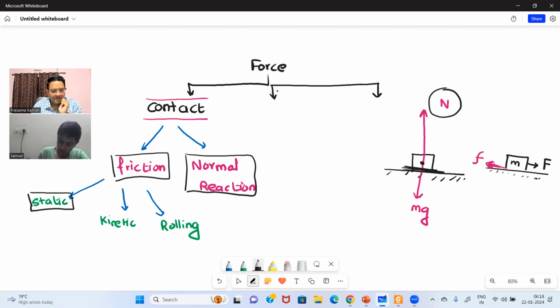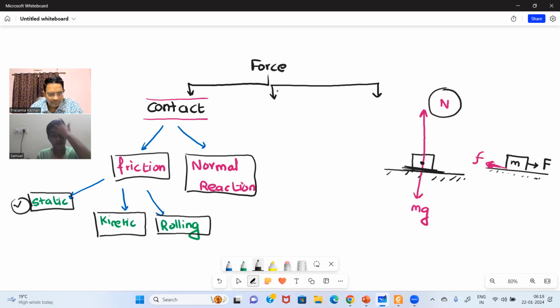For example, let's say, you're listening, Samuel? Yes, sir. So we're talking about static friction now. What is static friction? It's a friction which acts when a body is at rest. Good.